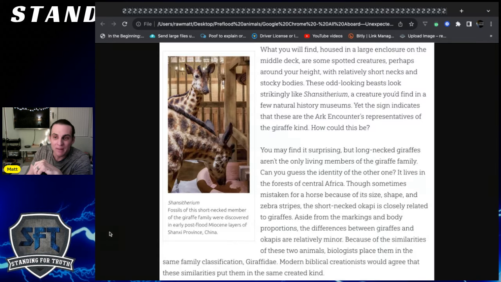Okay, the giraffe. This is on the Ark Encounter. Again, we don't find a typical giraffe like you would see today. We find a short-necked giraffe species. And they still are alive today in different provinces around the world.